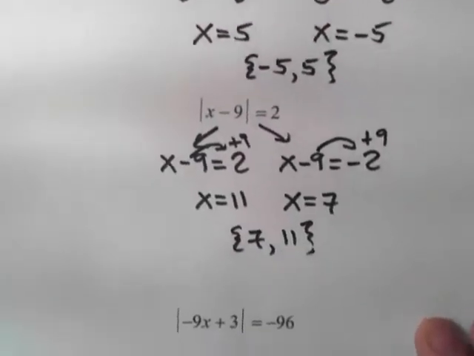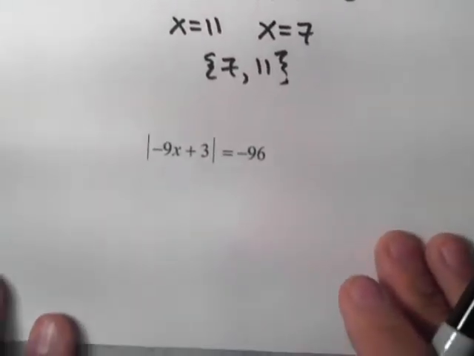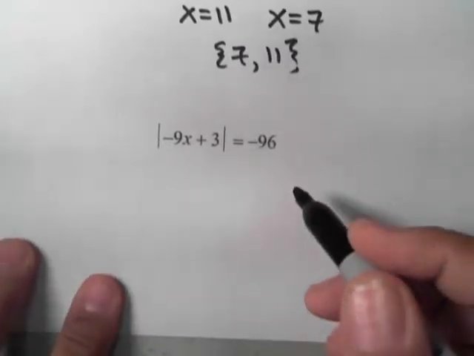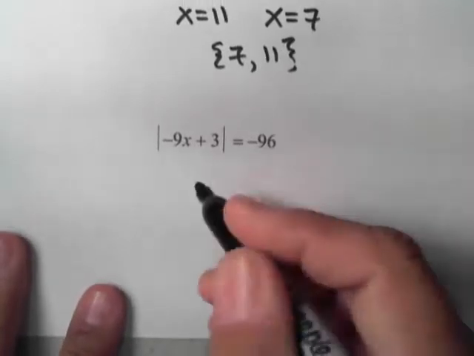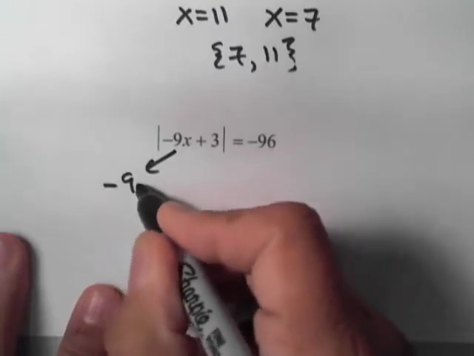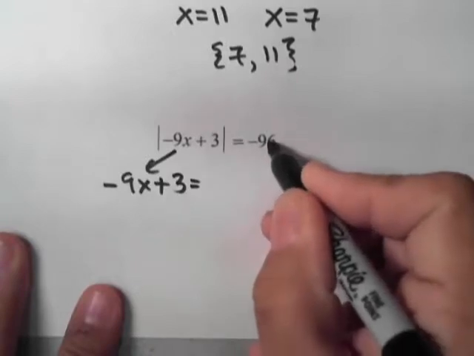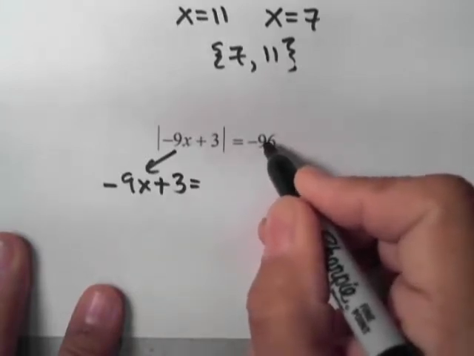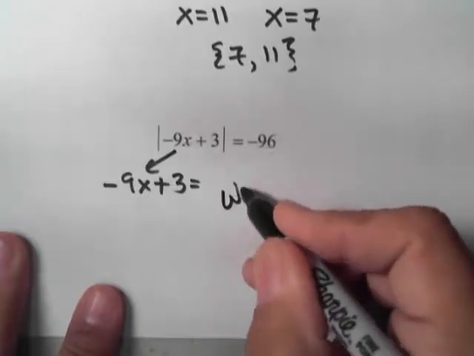Okay, let's look at one last example here. Here it comes. And just some more cleaning up that needs to be done. That's all that's going on here. Again, take what's inside, negative 9x plus 3, and set it equal to the positive of this. Now the positive is what goes, oops, now wait a second. There's something going on here.